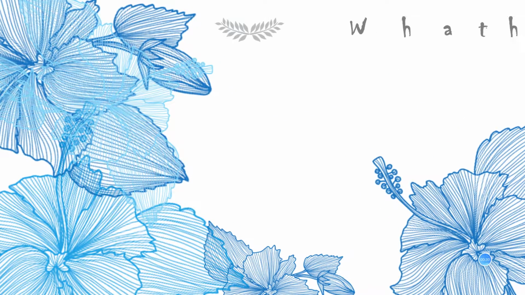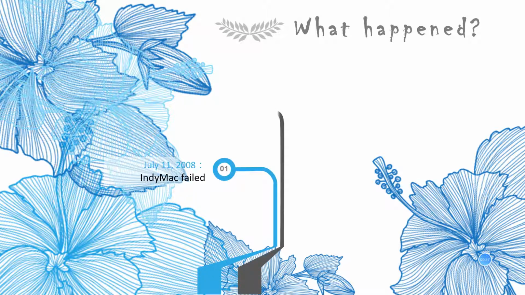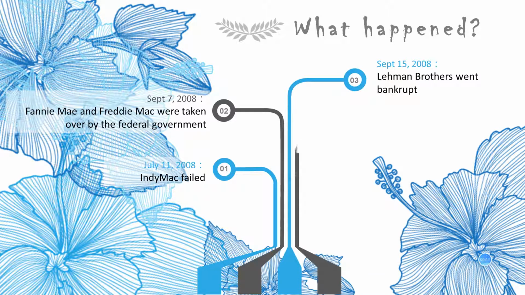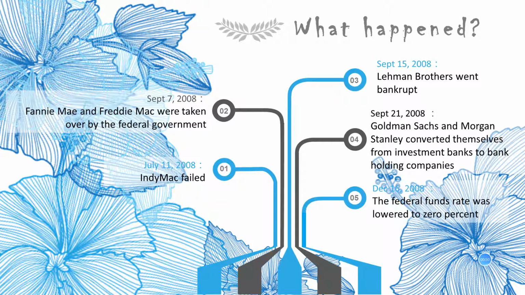During the year 2007, IndyMac failed on July 11th. Fannie Mae and Freddie Mac were taken over by the federal government on September 7th. On September 15th, Lehman Brothers went bankrupt. Goldman Sachs and Morgan Stanley converted themselves from investment banks to bank holding companies on September 21st. And on December 16th, the federal funds rate was lowered to 0%.